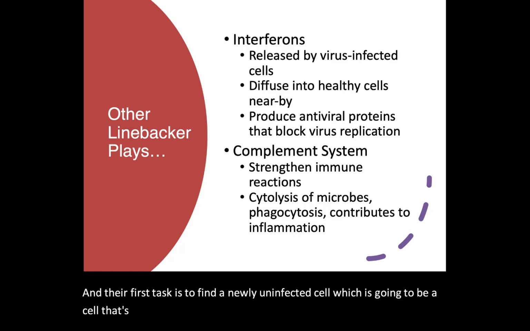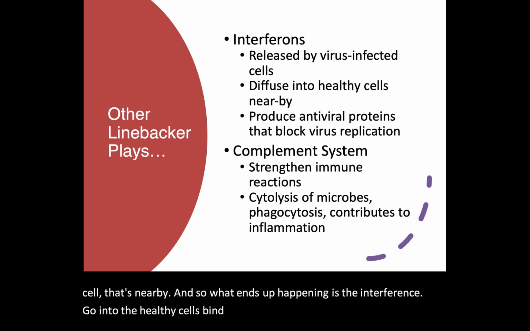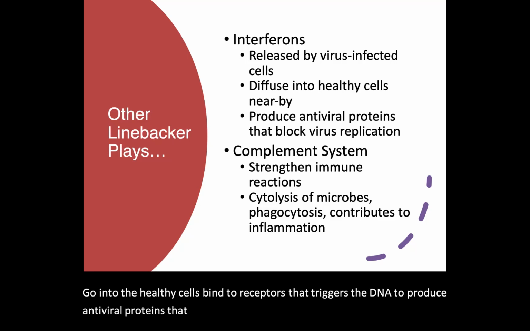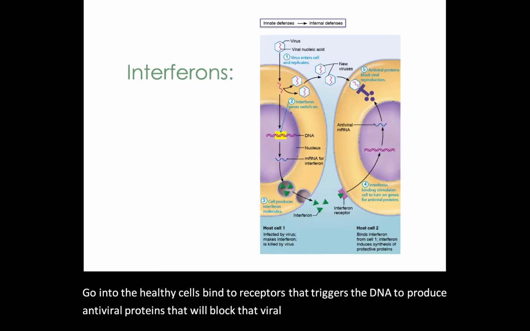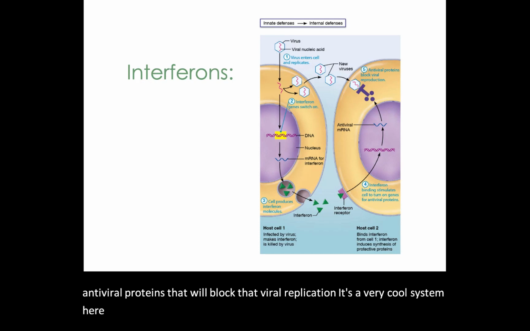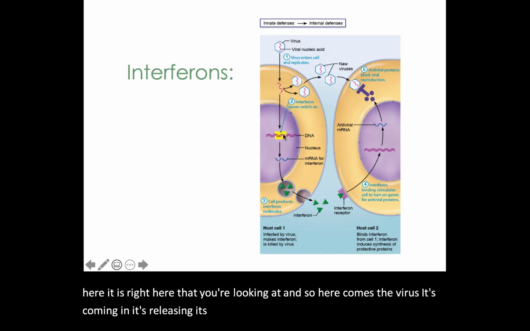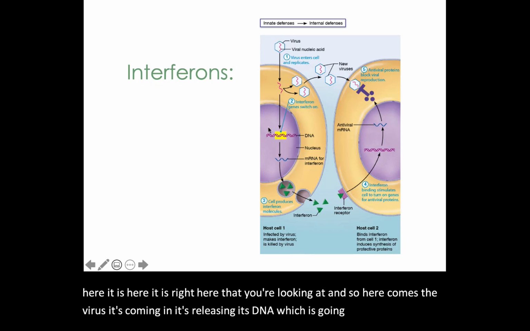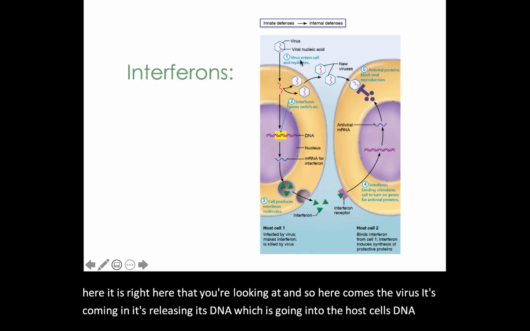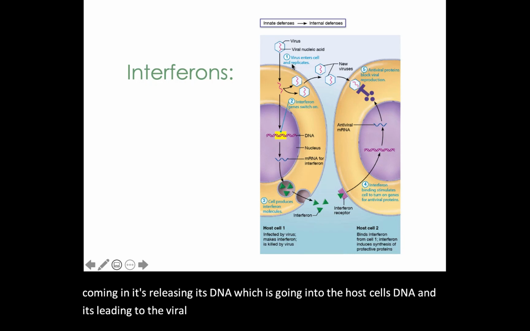And so what ends up happening is the interferons go into the healthy cells, bind to receptors that trigger the DNA to produce antiviral proteins that will block that viral replication. It's a very cool system. Here it is right here that you're looking at. And so here comes the virus. It's coming in. It's releasing its DNA, which is going into the host cell's DNA, and it's leading to the viral replication of new viruses.